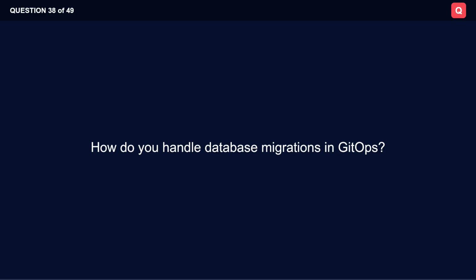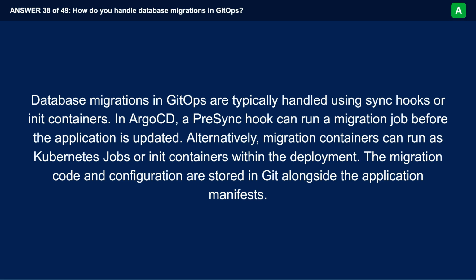How do you handle database migrations in GitOps? Database migrations in GitOps are typically handled using sync hooks or init containers. In ArgoCD, a pre-sync hook can run a migration job before the application is updated. Alternatively, migration containers can run as Kubernetes jobs or init containers within the deployment. The migration code and configuration are stored in Git alongside the application manifests.